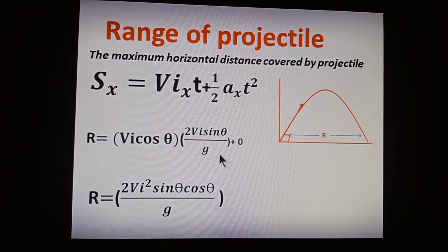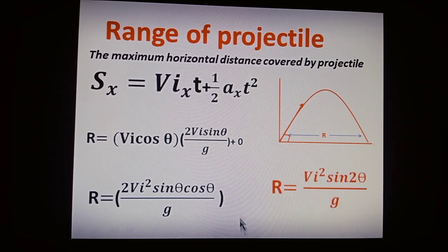Now the equation becomes r equals, multiplying the brackets with each other, 2 vi square sin theta cos theta over g. Students, you know that 2 sin theta cos theta can be written as sin 2 theta. So we get r is equal to vi square sin 2 theta over g. It is the equation for range of projectile.